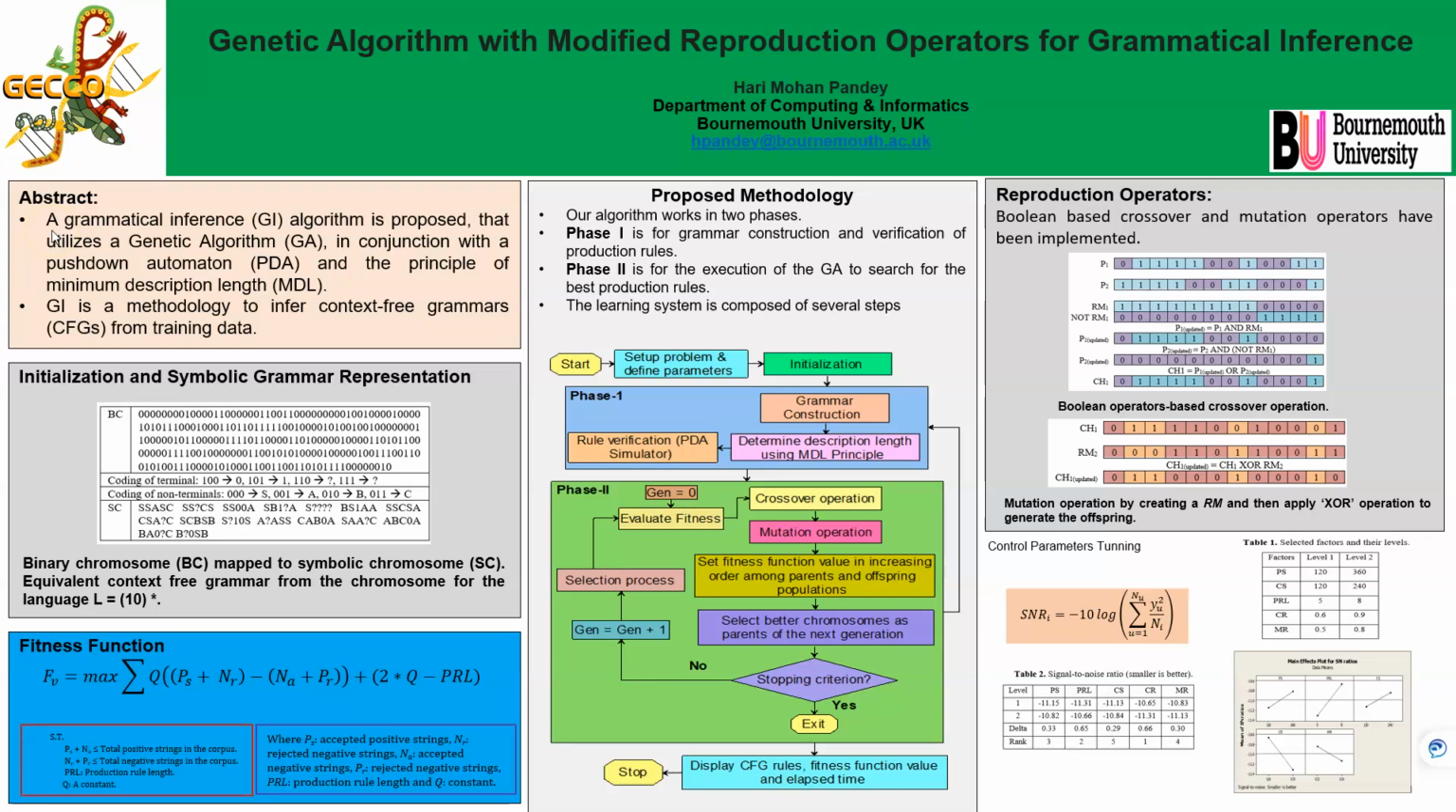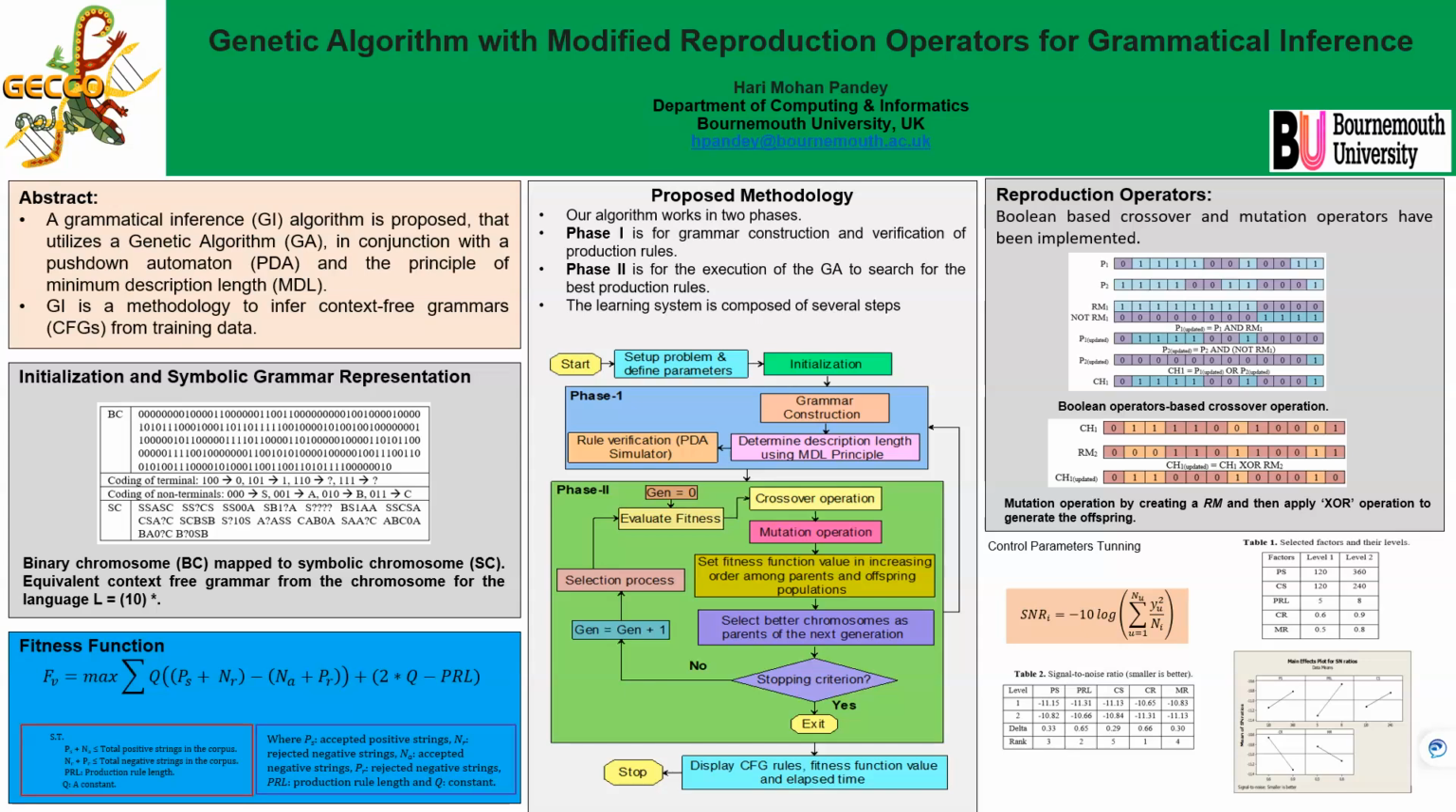So what I want to do is develop an algorithm for grammatical inference where I am going to use a genetic algorithm, and in order to validate production rules, I have implemented push-down automata simulators, and in order to address the issue related to regularization and generalization, I utilized the minimum description length principle.